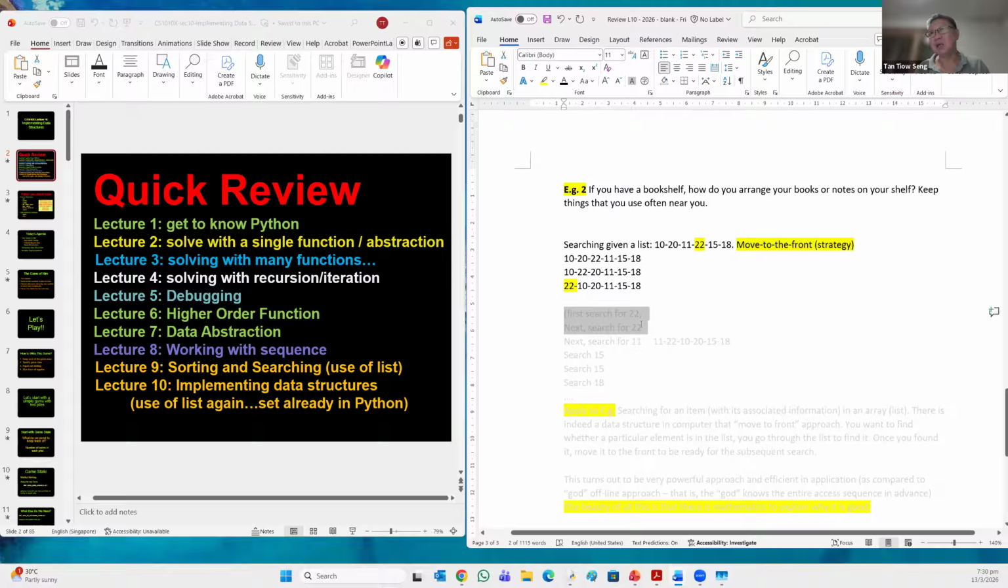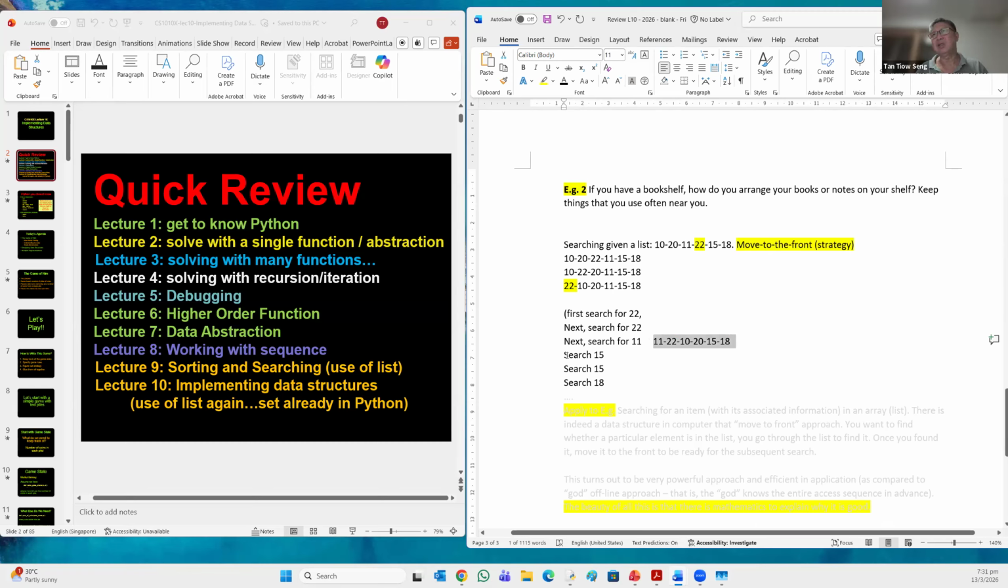So the same thing here. First search for 22, which we did. Then next, maybe we search for 22 again. If 22 is already in front, then you don't have to do anything. The next is that you search for 11. In this case, 11 is not this one, not this one, not this one, it's this one. So you have to move 11 all the way to the front and push the rest to the back. So it becomes 11, 22, 10, 20, 15, and 18.